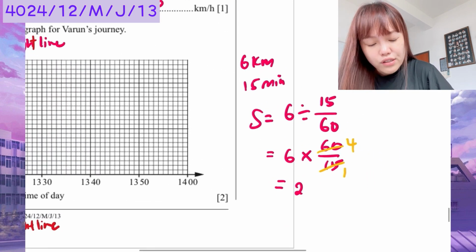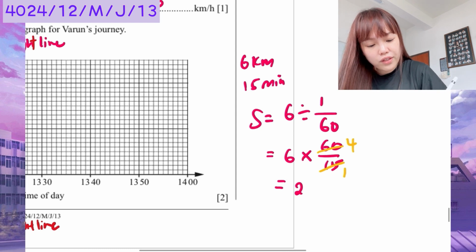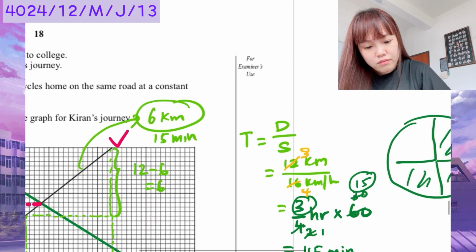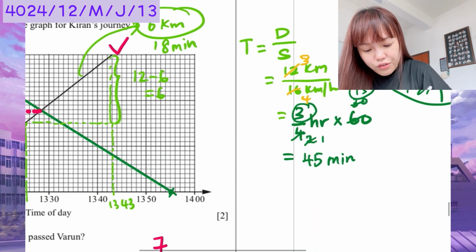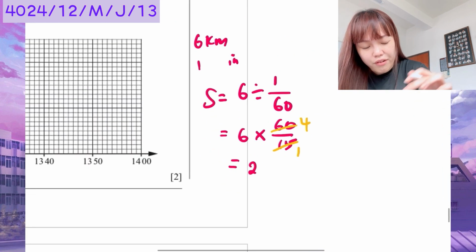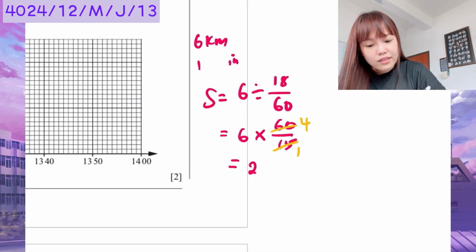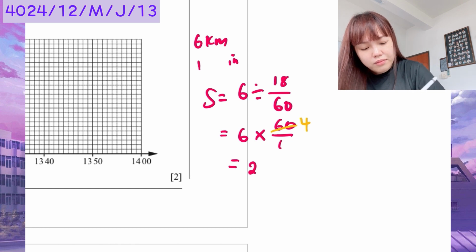Did I write wrong? Oh, it's 18, not 15. Just now we counted 18, right? Sorry, I just now counted 18, but I wrote wrong. It's 18 here.